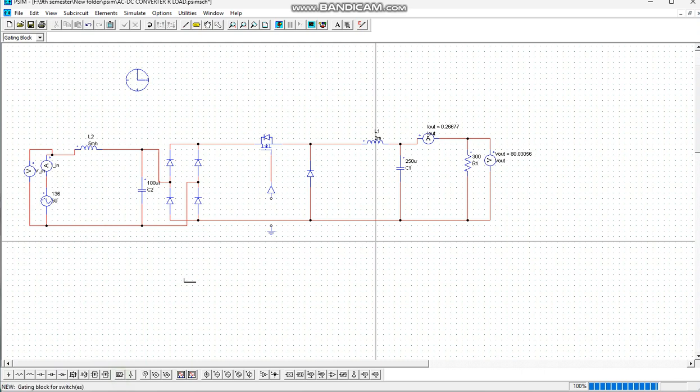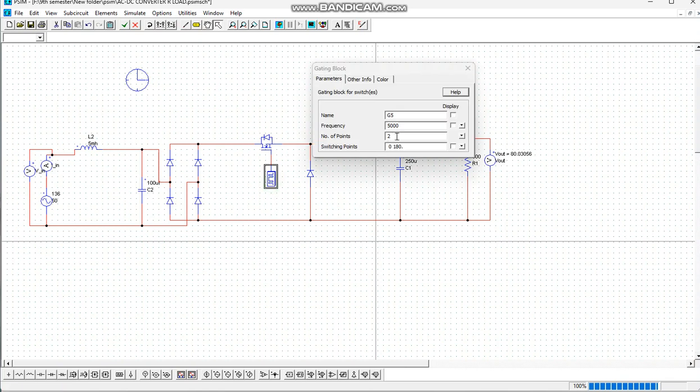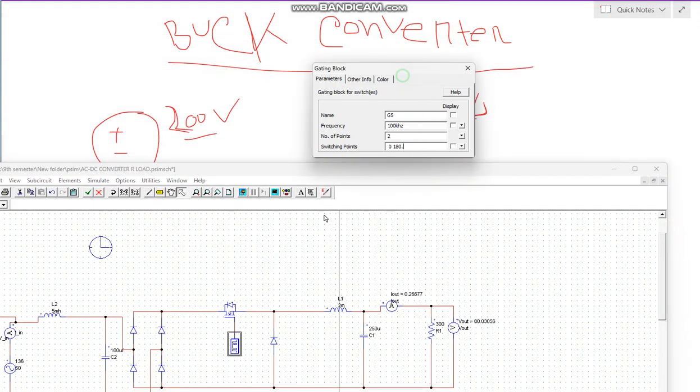In this block we also use another source. This is called a gating block. Why can we use a gating block? I will reply. Firstly we connect a gating block. Previously in this section we used 100 kilohertz, so we put 100 kilohertz. But previously we also set the value 0.5.